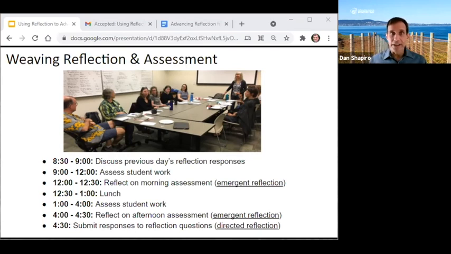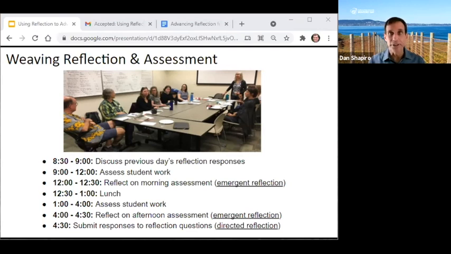After reviewing those faculty reflections from the previous day, faculty would assess student work on their own, at the end of which they would engage in an emergent reflection activity, where we'd break after the assessment and all get together for 30 minutes before lunch. Faculty would just ask, well, what happened? What did you experience? And we would see what kinds of ideas emerge.